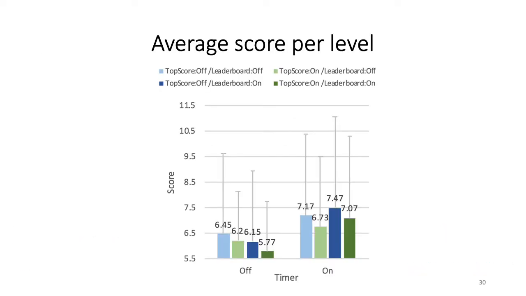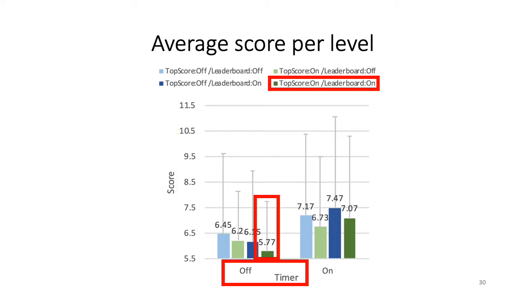We first look at the average score per level. Recall that the score represents the total number of moves made to complete the level. Hence, lower scores represent better performance. Clearly, mean scores are lower when the timer is off, and the lowest mean, 5.77, is obtained in the top score on, leaderboard on condition.